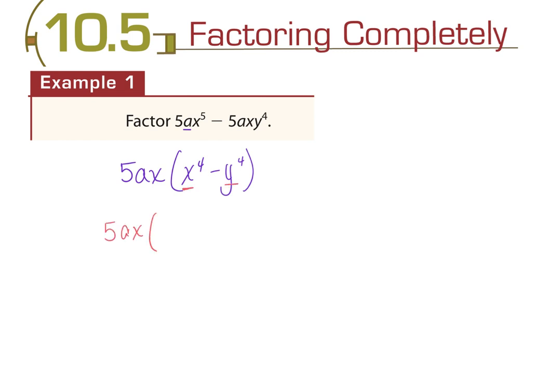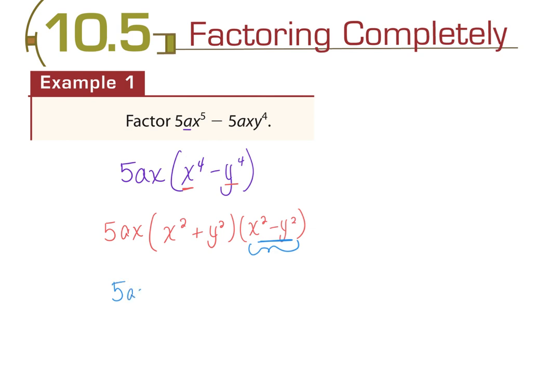And I'm going to do the square root of each of these, plus and minus. So the square root of x to the 4th, just cut that exponent in half. That would be x squared plus y squared. And x squared minus y squared. Am I done? I'm not done. I still have perfect squares being subtracted in this one. So I can actually factor this one again.